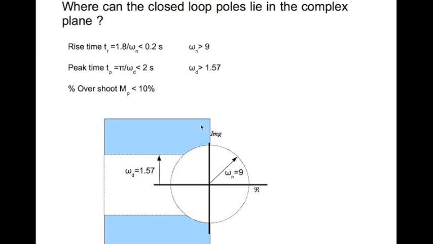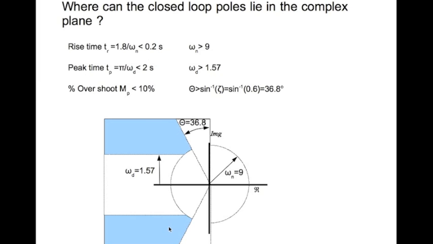If you put another constraint, percentage overshoot is less than 10%, that corresponds to a zeta value of 0.6, which is 36.8 degrees, which means you carve out again. Things have to be outside this triangle. So again you carve out, and the only valid region is what is left.